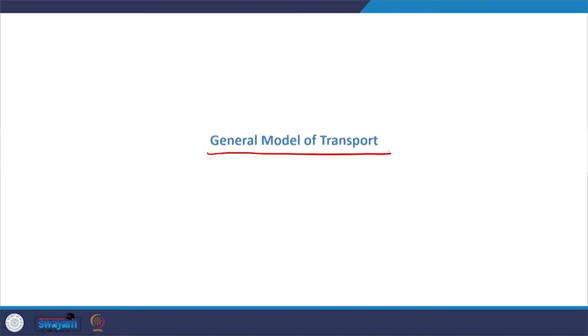Hello everyone. As all of you are aware, today we will be starting a new topic, the topic to study transport in electronic devices, and so this transport is known as the general model of transport. This model of transport is known as the general model of transport, and we'll see how it is developed.